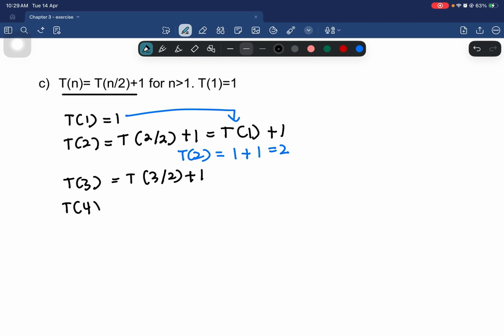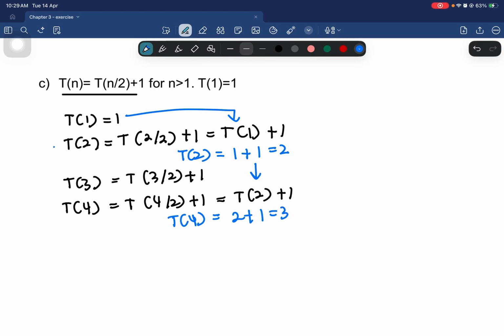T of 4 equal to T of 4 over 2 plus 1. We simplify it, it will be T of 2 plus 1. We can substitute this. Then we will get 2 plus 1 equal to 3.